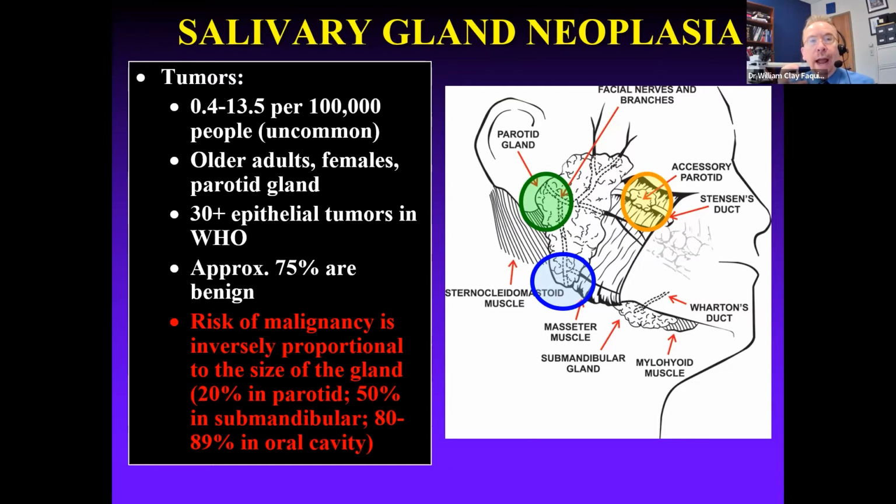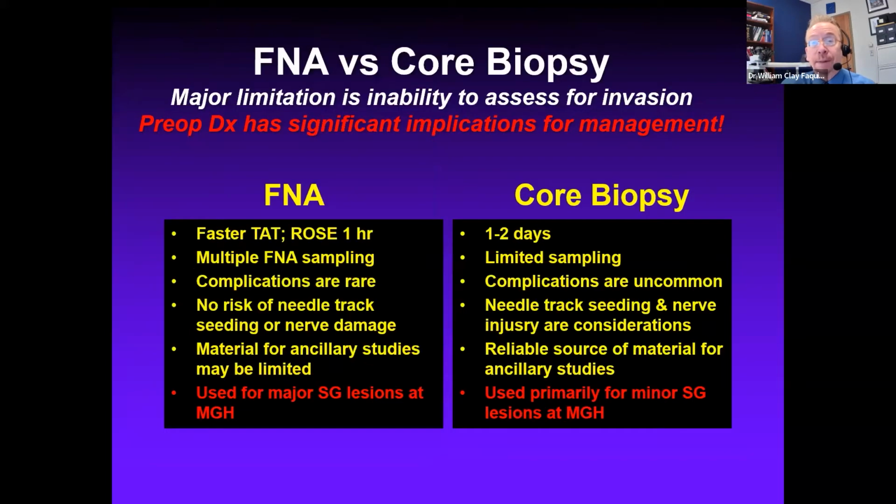And in the oral cavity, especially the minor glands, upwards of 80% or more will end up being malignant, sometimes as much as 90%. So it's important to keep that in the back of your mind when you're evaluating either an FNA or a core biopsy. Now, I've mentioned core biopsy because I don't really want to disparage it.